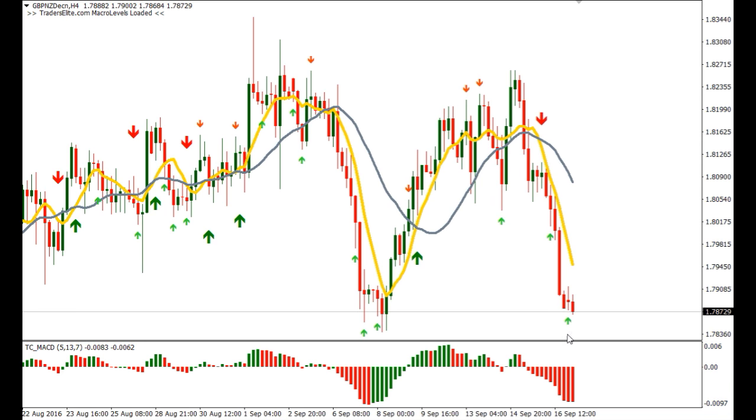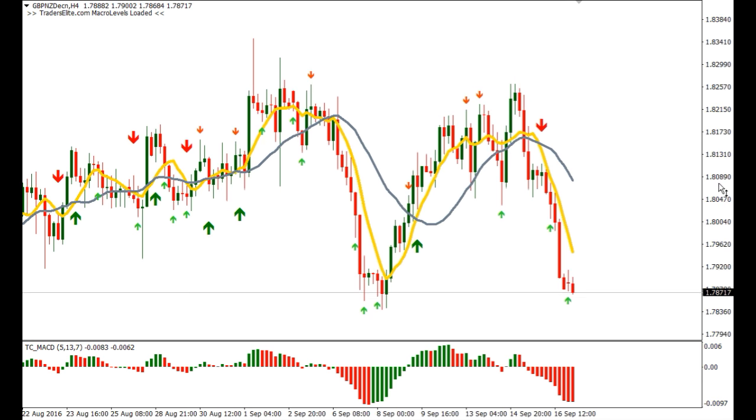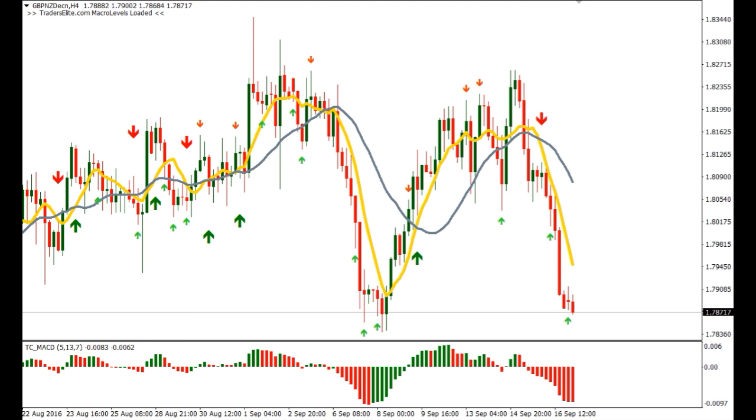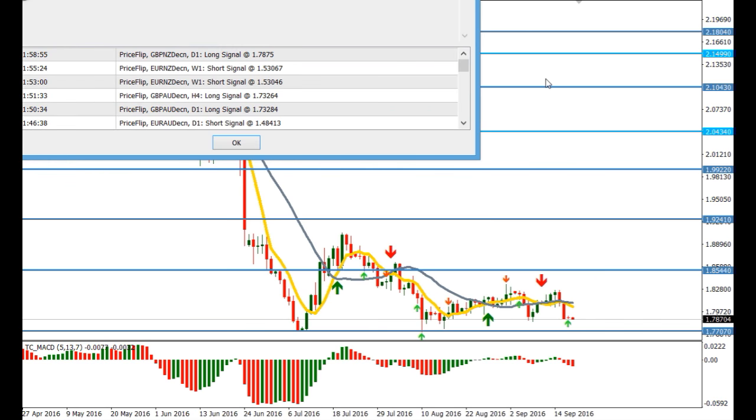No. We've already had a bit of a warning shot here with a price flip for the price reversal system, and it does look like a little bit of oversold territory, so we could see a swing back upward. But for now, we're looking at short on the pound Kiwi.